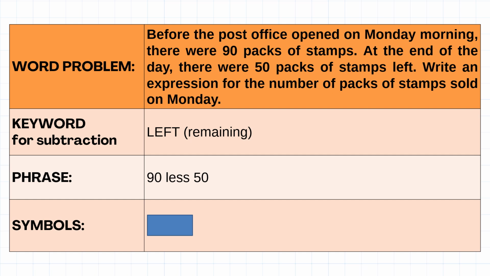Take note that there are 90 packs of stamps in total. And the remaining is 50. Or that's the number of available packs, 50. Now to get the number of packs of stamps sold on Monday, of course, we have to subtract 50 from 90. So to translate now the phrase 90 less 50, that will be 90 minus 50 in symbols. And that's the final answer.